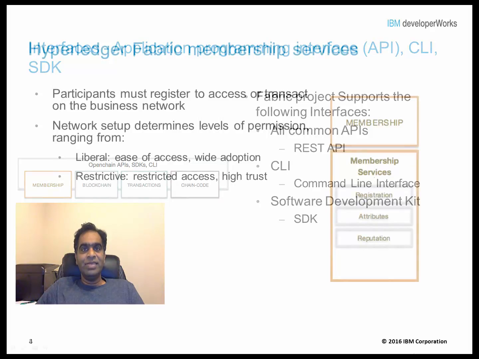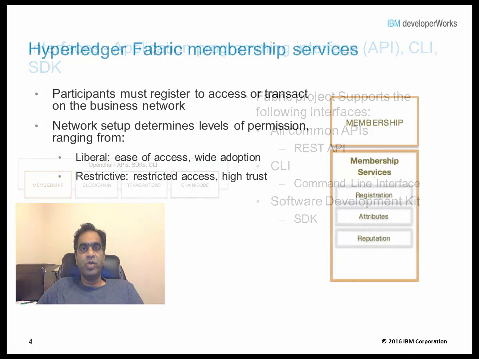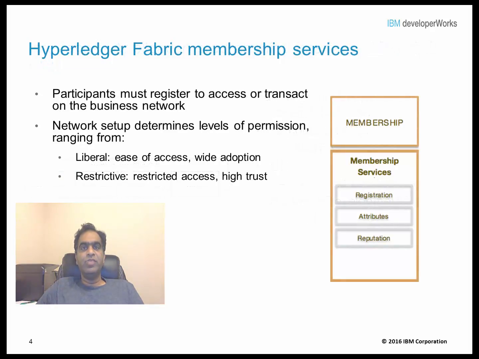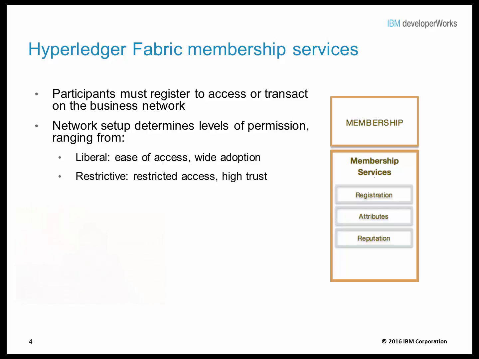Now let's see what Hyperledger Fabric membership services provide. Membership services provide capabilities for managing identity, privacy, confidentiality, and auditability on the network. To guarantee that transactions are secure, private, and confidential, each participant must register with proof of identity to obtain network membership and also to gain access to the system. Membership services combine elements of public key infrastructure and consensus to transform a non-permissioned blockchain into a permissioned blockchain. There are different levels of permissions available on the network that range from liberal to restrictive.